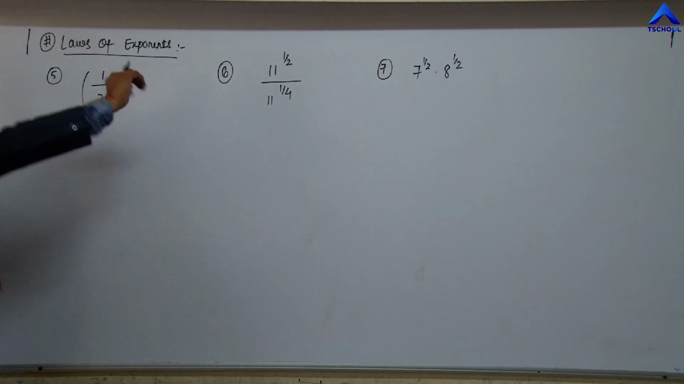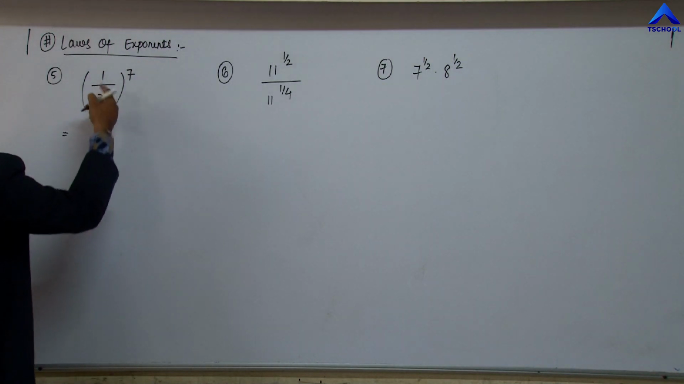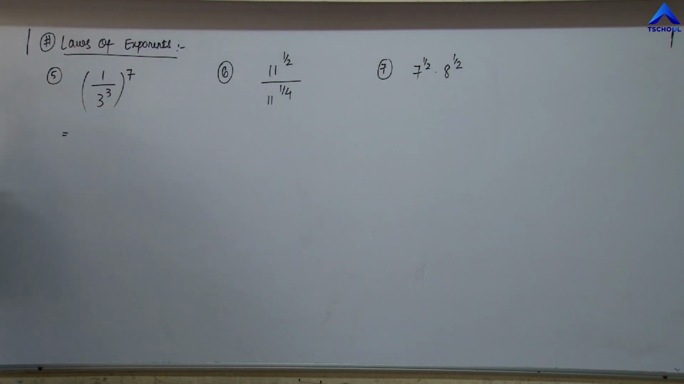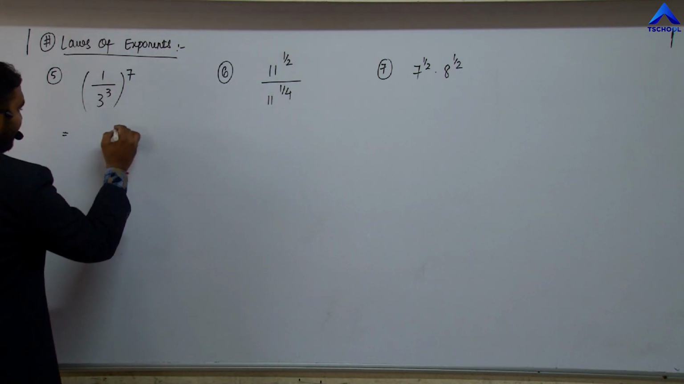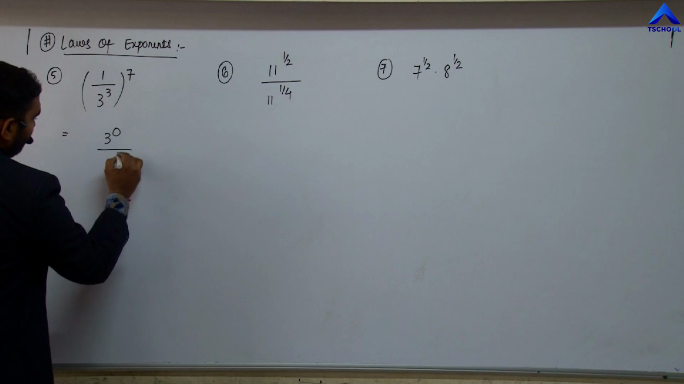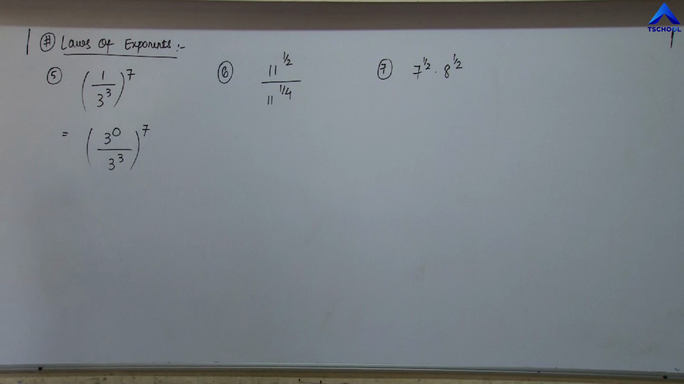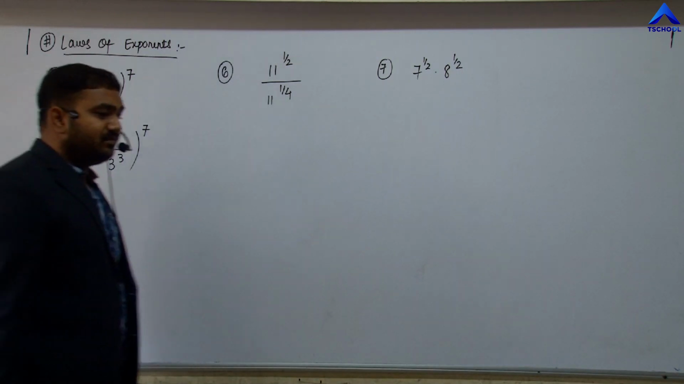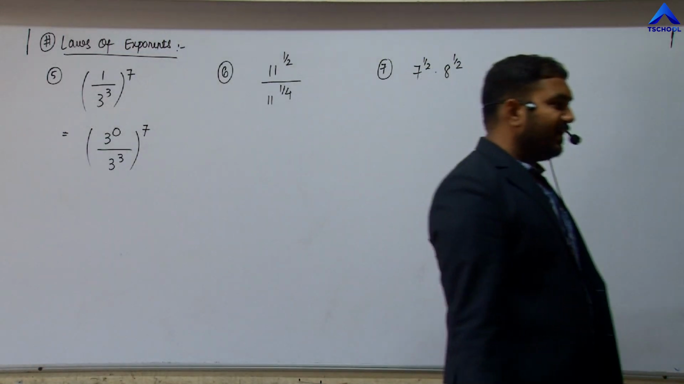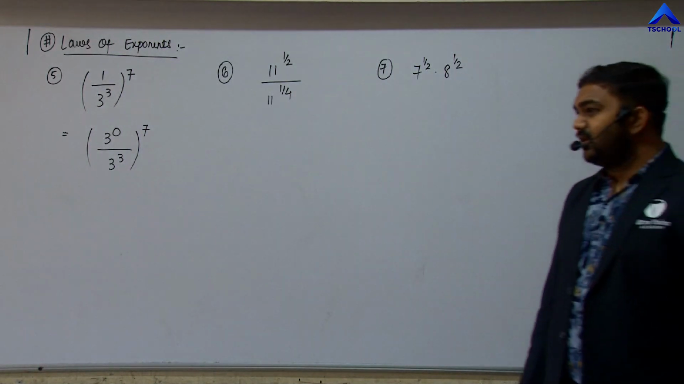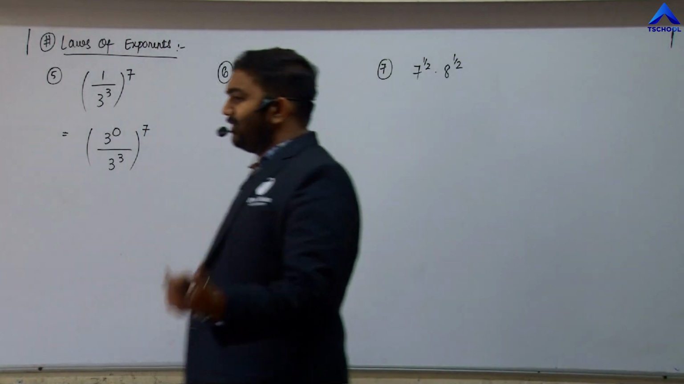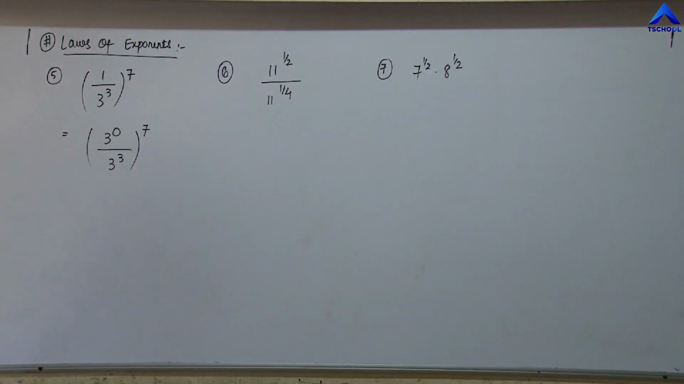So what can we write down here? That this numerator here is 1. So how to solve this one? We have already studied that any number with a power 0 can be written as 1, right? Rather than writing any number with power 0, I shall write 3 raised to 0.